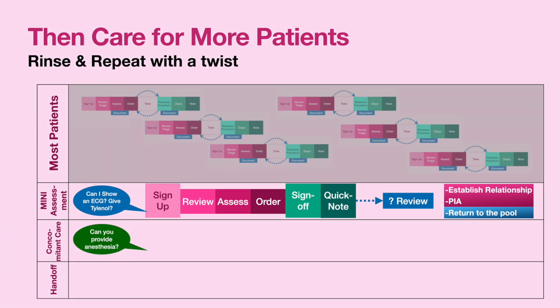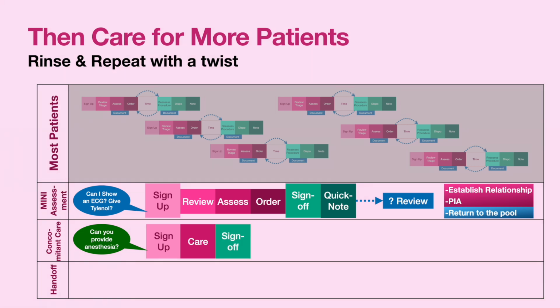Let's talk about concomitant care. These are things like, can you provide anesthesia for a reduction? Can you help me with this procedure? Contribute to this major resuscitation. Again, first thing you do is you sign up. Creates a relationship with the patient. Now you can document on them, you can see their record, and you can find them later to build on them. Provide your care, whatever that may be, a procedure, anesthesia, etc.